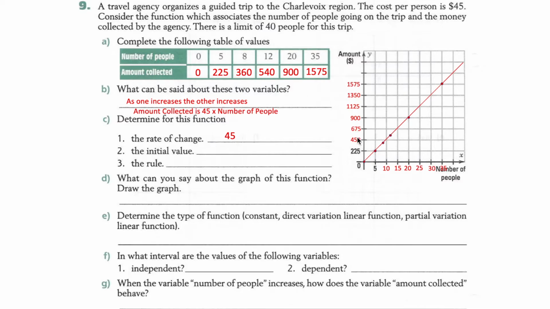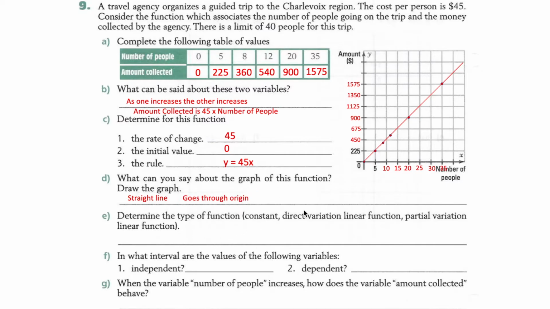The initial value is 0. What's the first x value? When y is 0, what's x? 0. The rule is y is equal to 45 times x. What can you say about the graph of this function? It's a straight line graph, and it goes through the origin. It's a straight line, it goes through the origin, and I've already drawn it.